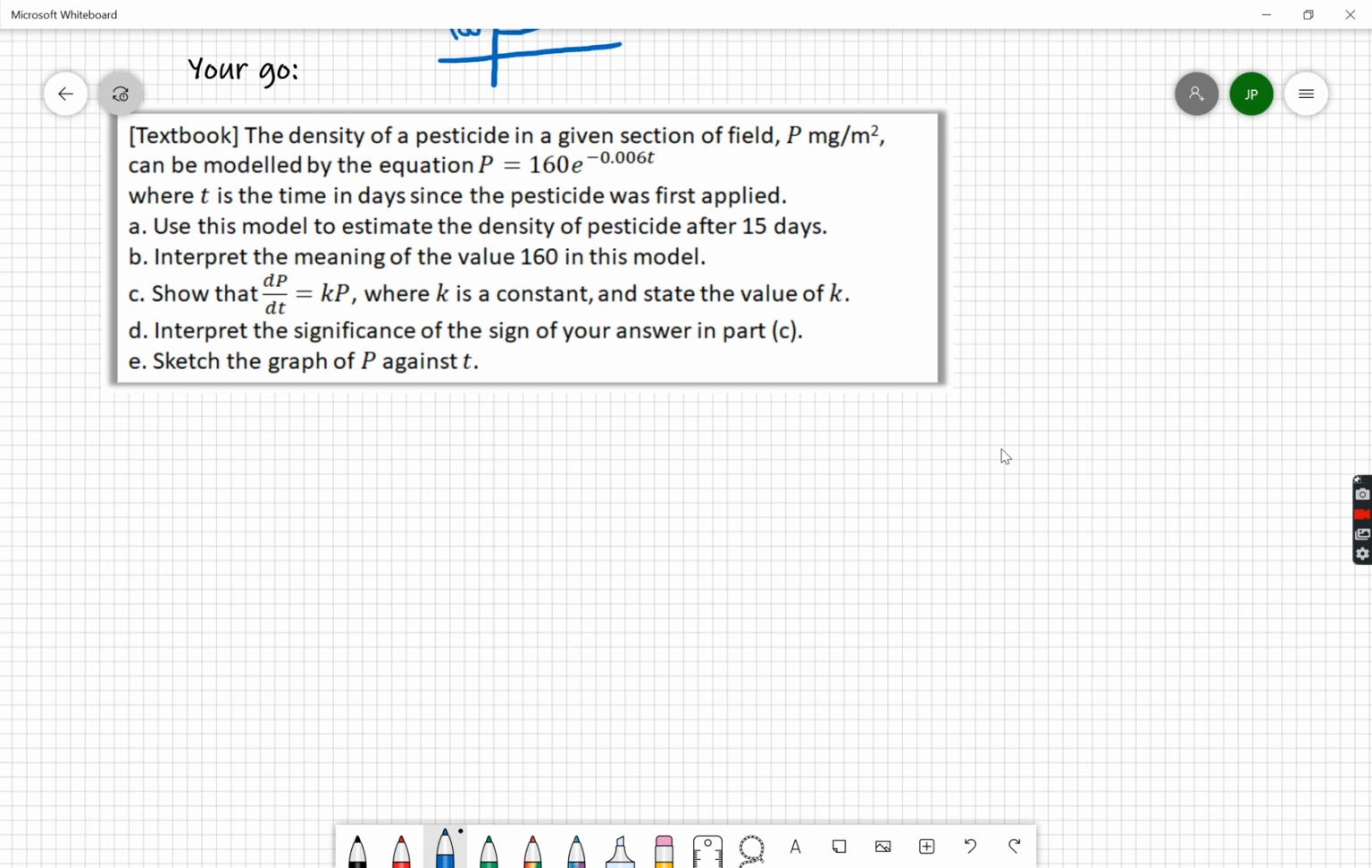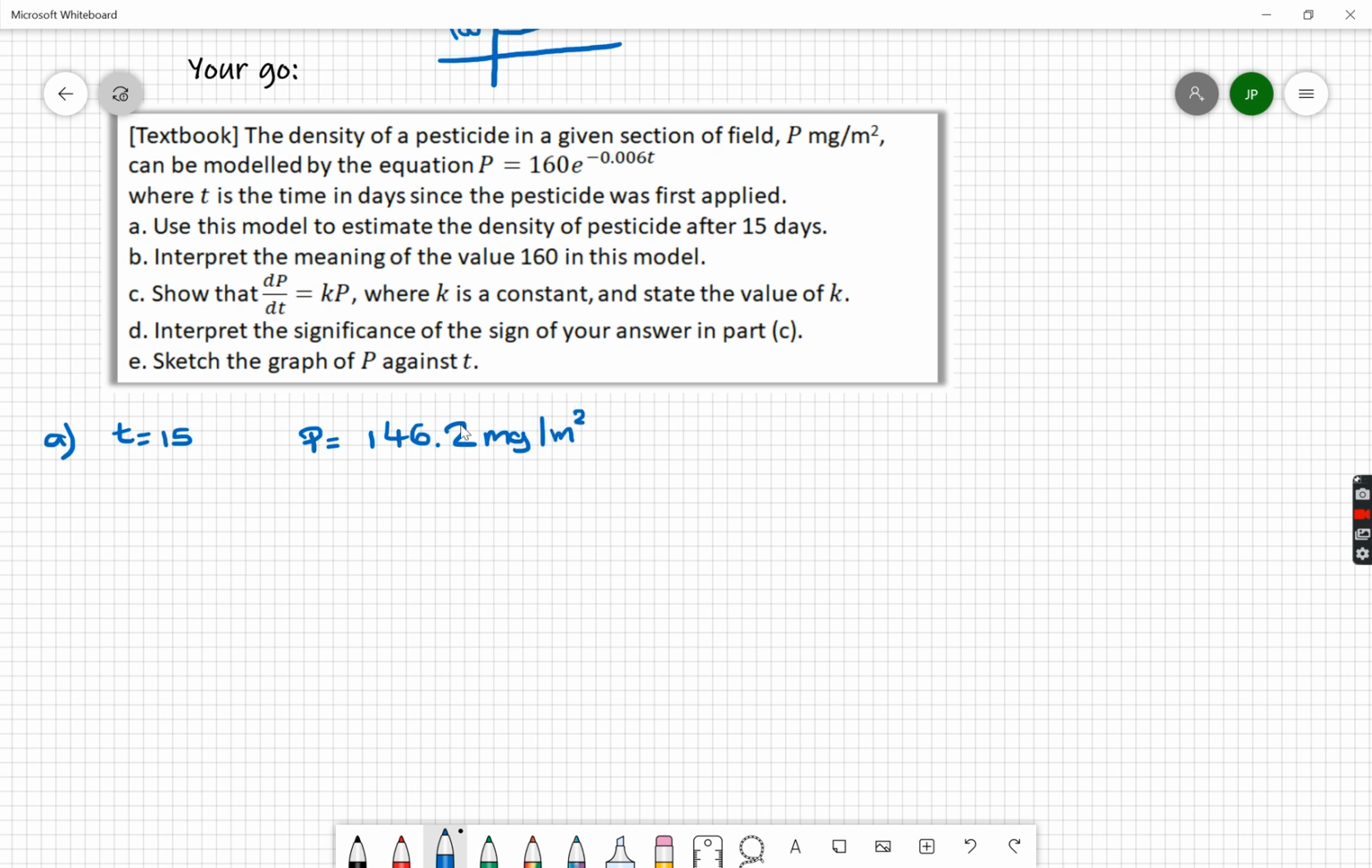So the density of a pesticide in a given section of field can be modelled by the equation P equals 160e to the minus 0.006t, where t is the time in days since the pesticide was first applied. Use the model to estimate the density of the pesticides after 15 days. As soon as you're asked to do that, all you're going to do is substitute in a value, and your value is going to be t equaling 15. Substitute it into there, use your calculators, and we should get P come out as 146.2 milligrams per meter squared.